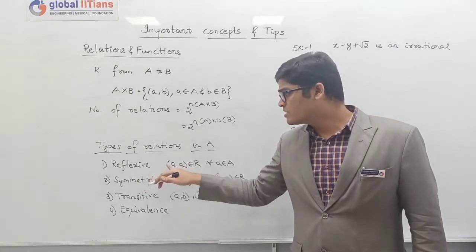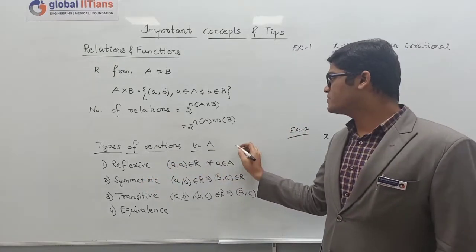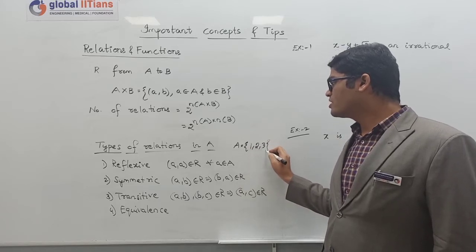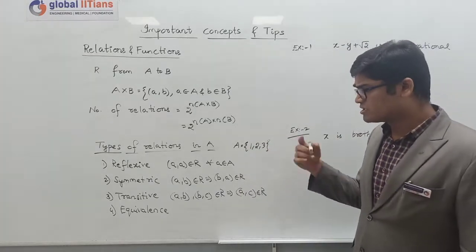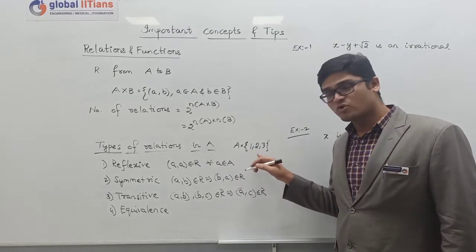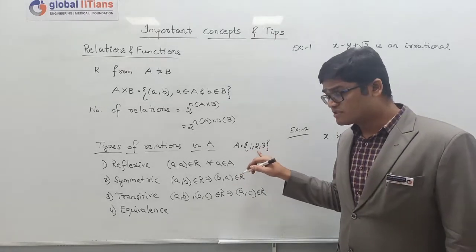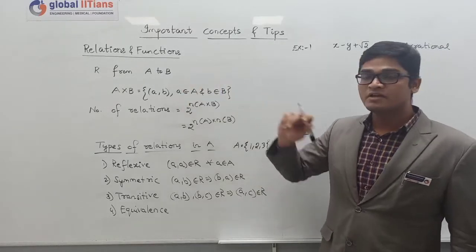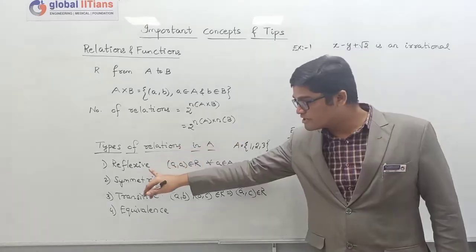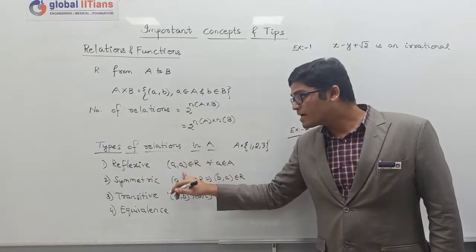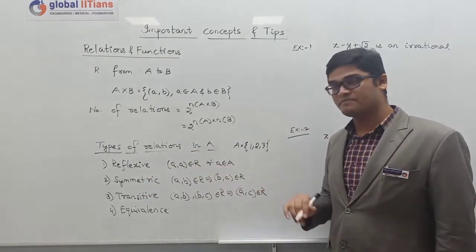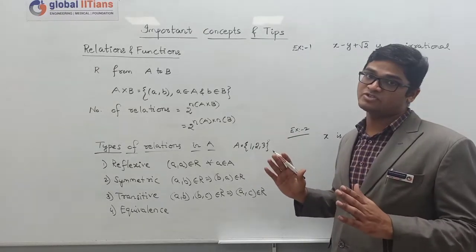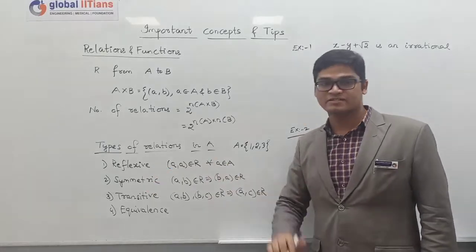Reflexive relation means, if I take an example, A is the set {1, 2, 3}. Now I can make ordered pairs for A: (1,1), (1,2), (1,3), (2,1), (2,2), (2,3), (3,1), (3,2), (3,3). So now we can take any subset of these ordered pairs. Now a relation is said to be reflexive when (a, a) belongs to R for all elements in A. That means (1,1), (2,2), (3,3). If all of these are there in the relation, then that type of relation we can call a reflexive relation.